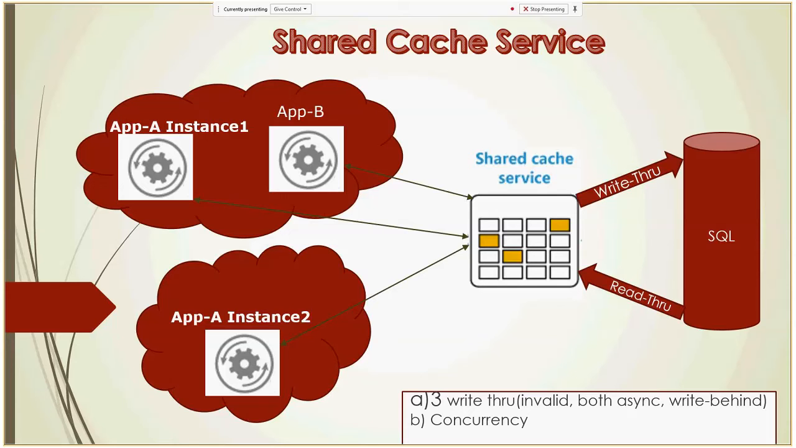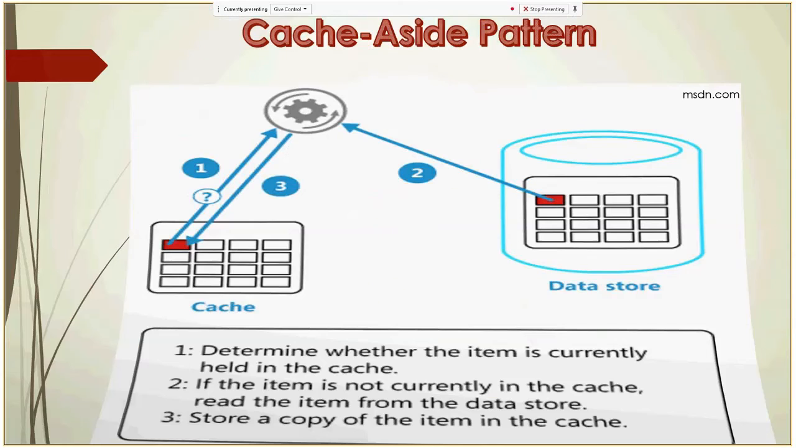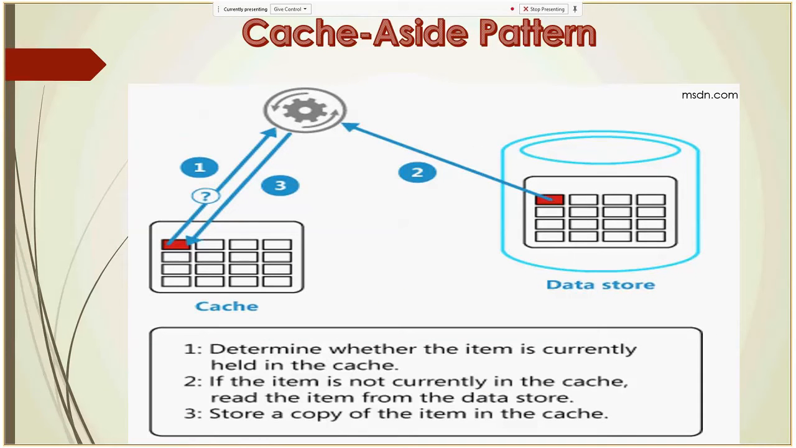Okay? With the read-through, I think I have cut through the next pattern, which is our cache-aside pattern that I wanted to talk about. So essentially, when using read-through caching, which needs to implement a cache-aside pattern, then you would want to implement a write-through caching solution. Okay? So essentially, all cache-aside pattern is, if the item is currently not held in the cache that is being requested, you get it from the data store and store a copy of the item in the cache. As simple as that. Okay?